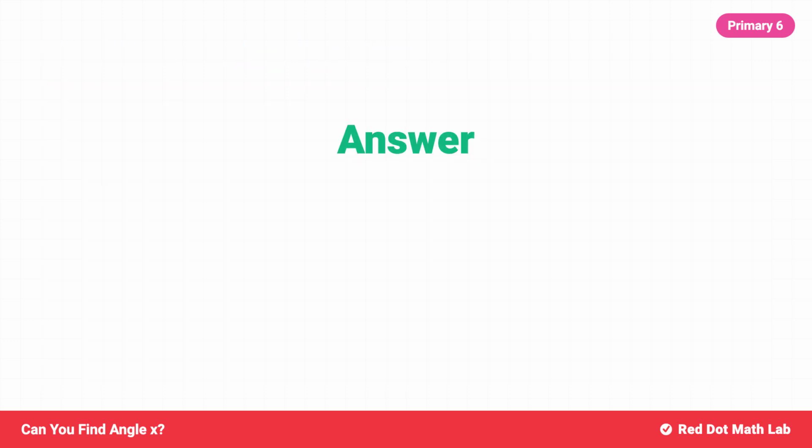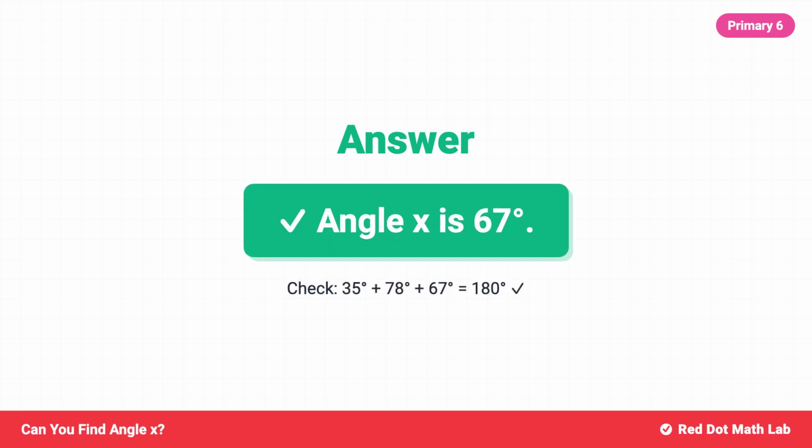Let's do a quick check. In triangle BEF, 35 plus 78 plus 67 equals 180 degrees. Perfect. So angle X is 67 degrees.